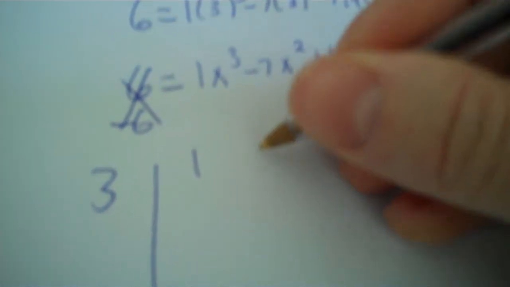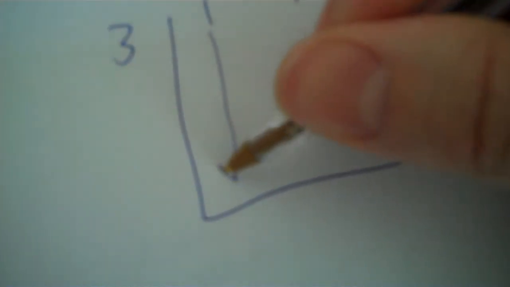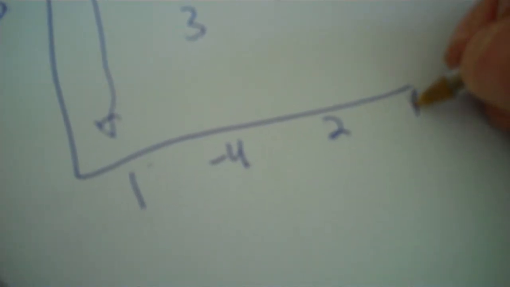So 1, negative 7, 14, negative 6. So I pull down my 1. 1 times 3 is 3. And negative 4. Negative 4 times 3 is negative 12. And then we're at 2. 2 times 3 is 6. Okay. So now I have 1x to the second minus 4x plus 2 equals 0.